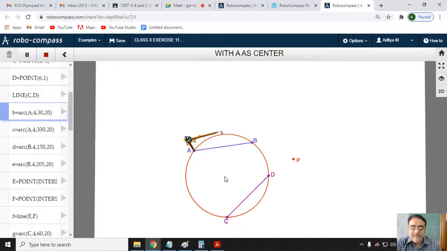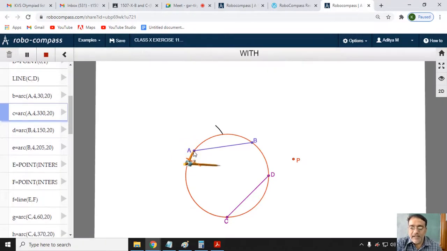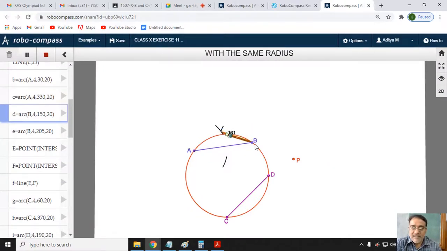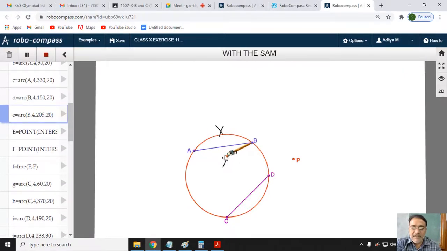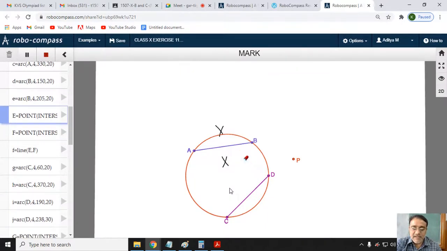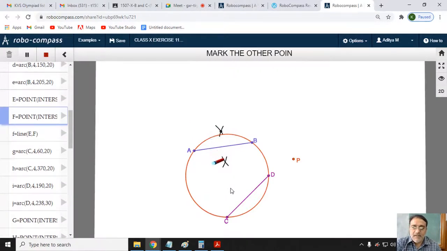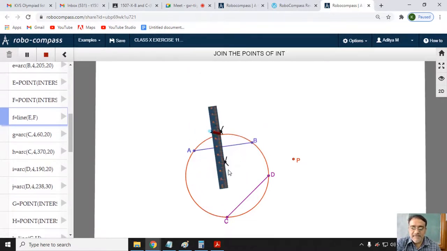So first AB, with center A, draw an arc of radius more than half of AB, both sides. And with center B and same radius, draw arc on both sides. They will intersect at 2 points, E and F. Okay, we'll join EF and we'll extend little bit up to here. Okay, this is point E and this is point F.